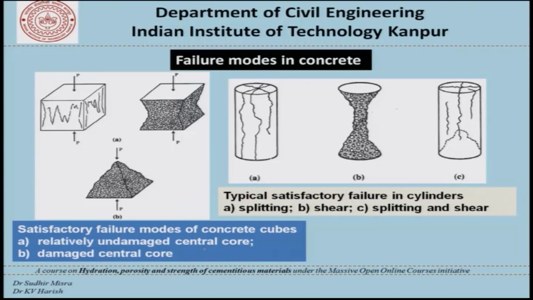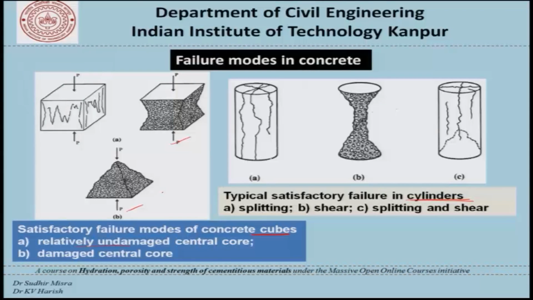This is a picture from one of the standard textbooks. We often carry out quality control of concrete using either cubes or cylinders. In India we use cubes; in the US, Japan and some other places they use cylindrical specimens of different sizes. If we test a cube in compression, we have two satisfactory modes of failure, one where we have a relatively undamaged central core, which is here, and a damaged central core, which is here. Similarly, for the cylinders we have splitting, shear, and splitting and shear.